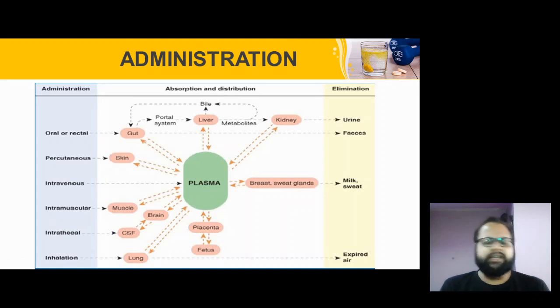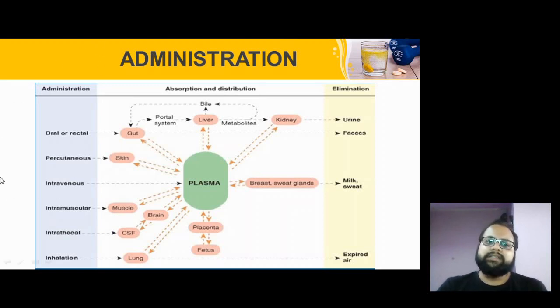An example of intramuscular is diabetes, which is an intramuscular injection. Then there is intrathecal, that is to your CSF, your brain area, where it is given. And last is inhalation, that is to the lungs, mostly the pumps which are there. Now, oral and rectal is your gut, percutaneous is your skin.